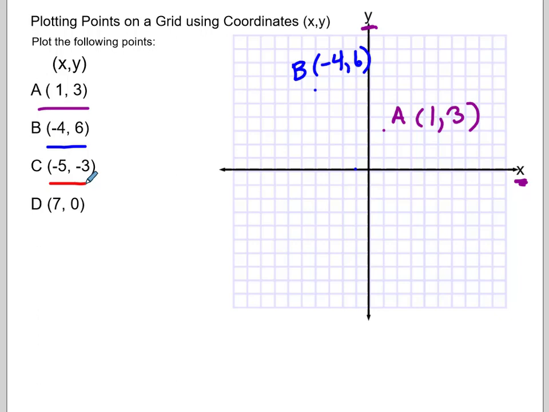Okay. C is at -5, -3. So I'm going left 5, 1, 2, 3, 4, 5, and then down 3, 1, 2, 3. There's C, -5, -3. And then lastly, D is at 7, 0. So let's choose a different color, green. We'll go green. 1, 2, 3, 4, 5, 6, 7 to the right, and then up 0. So we don't have to move off the axes at all. So this becomes 7, 0.